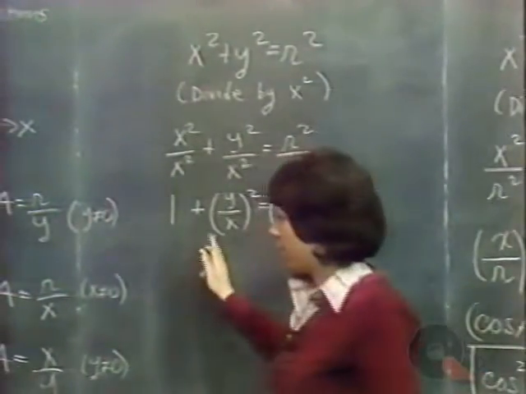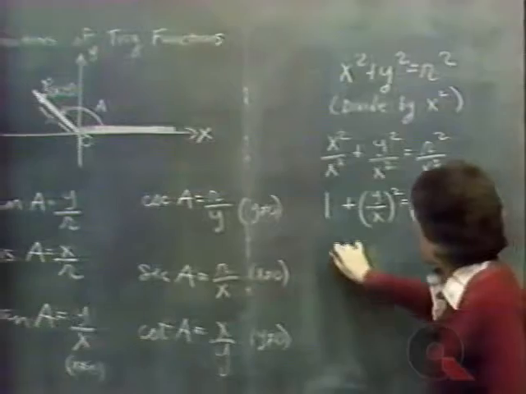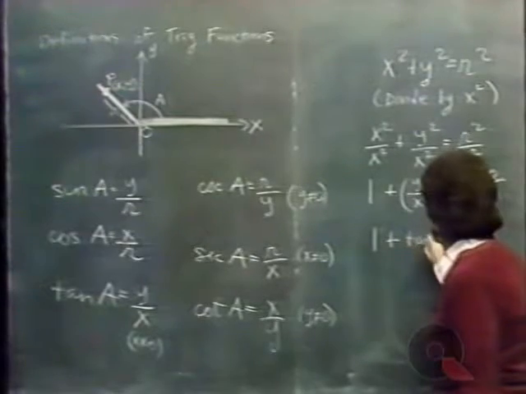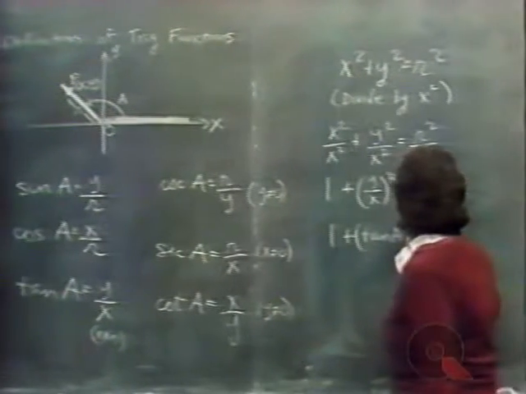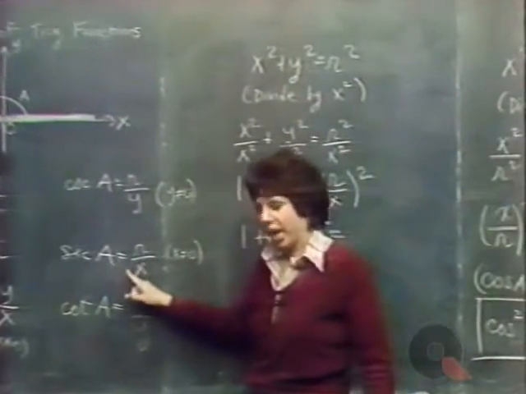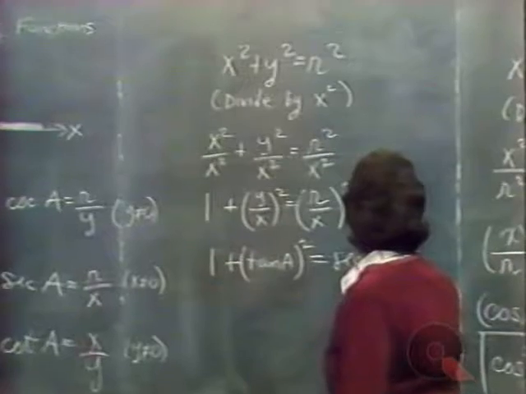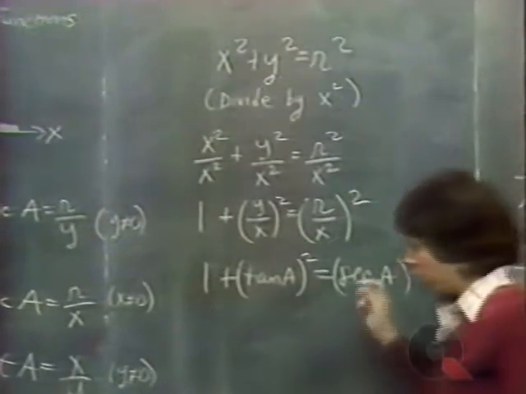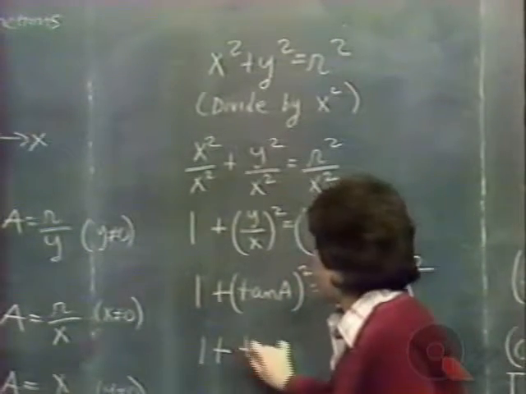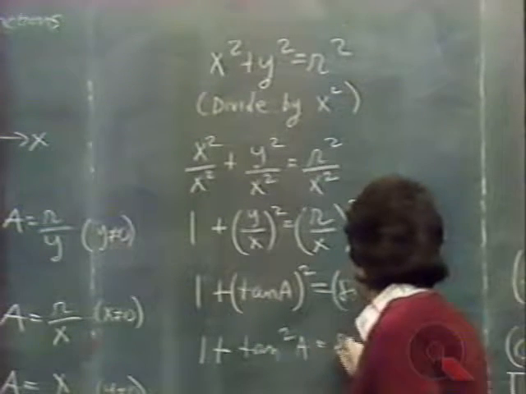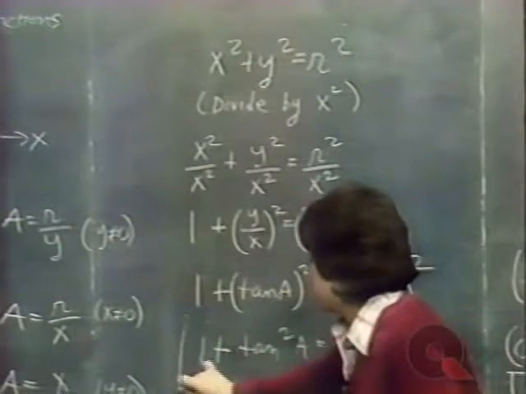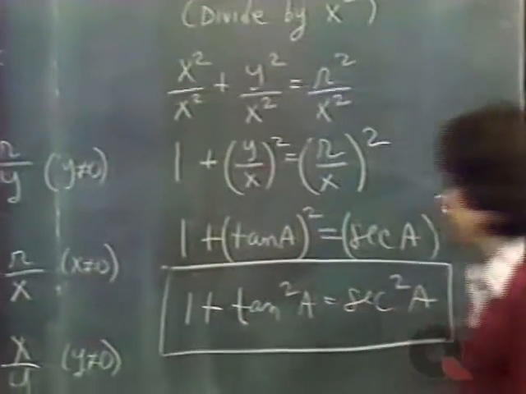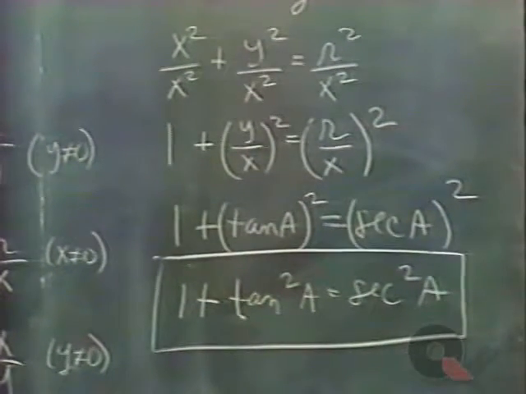Recalling our definitions of the trig functions, y over x is simply tan A. So we have tangent of A squared, and r over x is secant of A. So we have that 1 plus tangent of A quantity squared is equal to secant of A quantity squared, or in our new shorthand notation, 1 plus tan squared A equals secant squared A. This is the second of our Pythagorean identities. 1 plus tan squared A equals secant squared A.